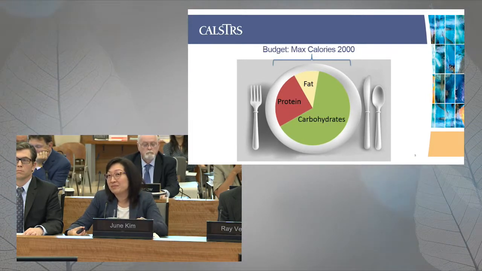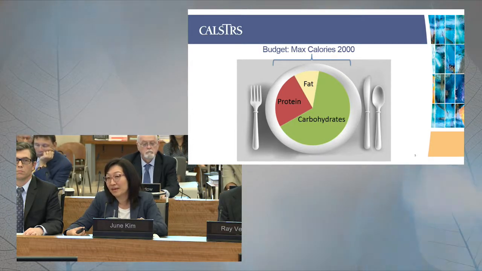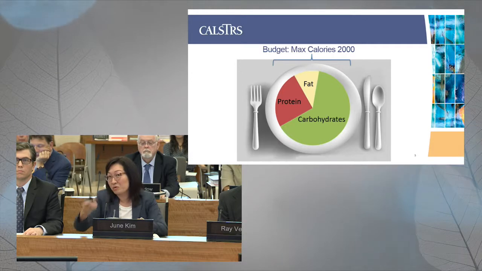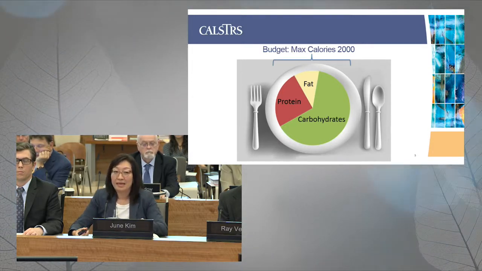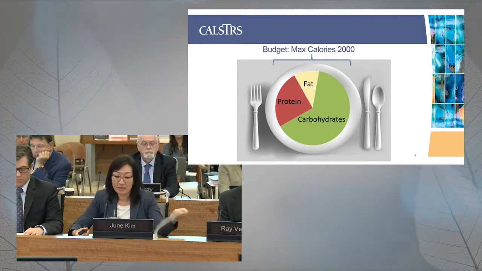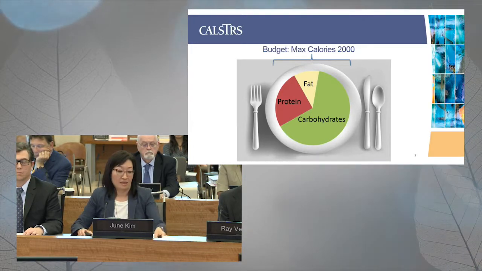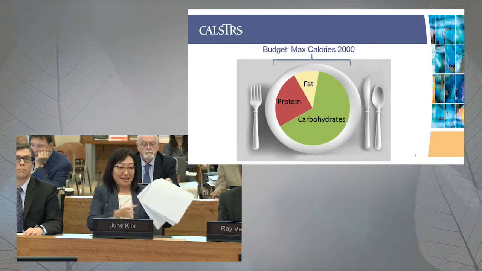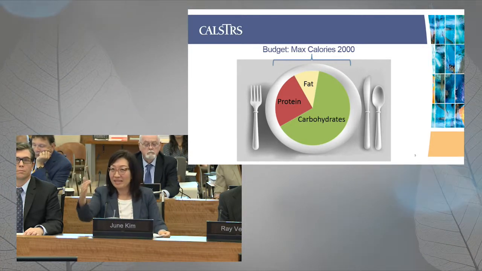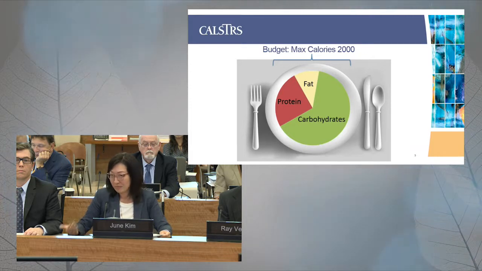Just set what the maximum calorie consumption should be per day. In this case, I've set it at 2,000, and then leave the actual mix, the percents, to be flexible. This will allow staff to see what is available in the marketplace, what is attractive, what is fresh in the marketplace. And as long as we stay within this daily calorie budget, we're within policy.